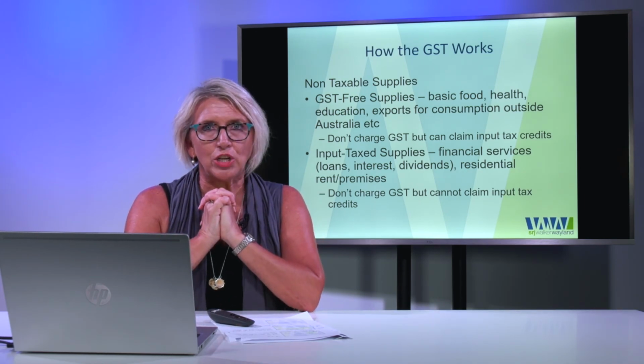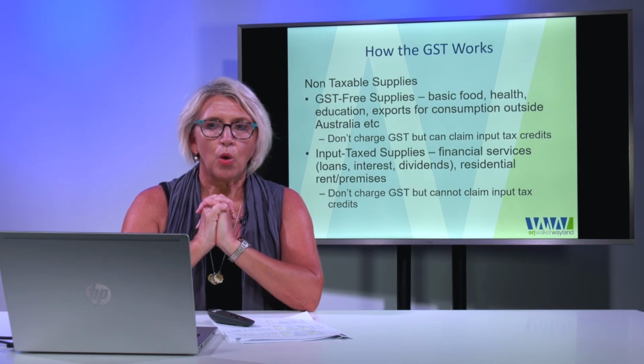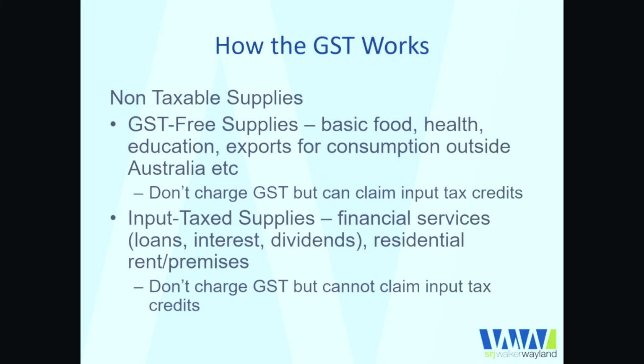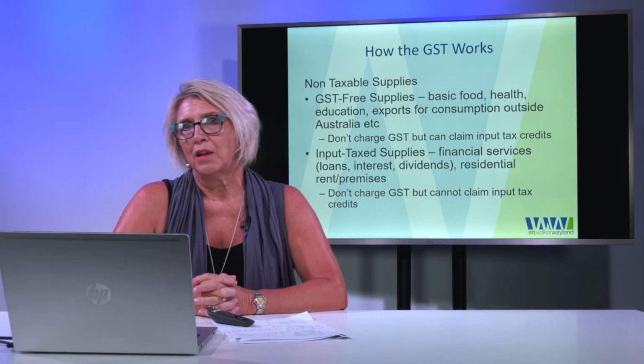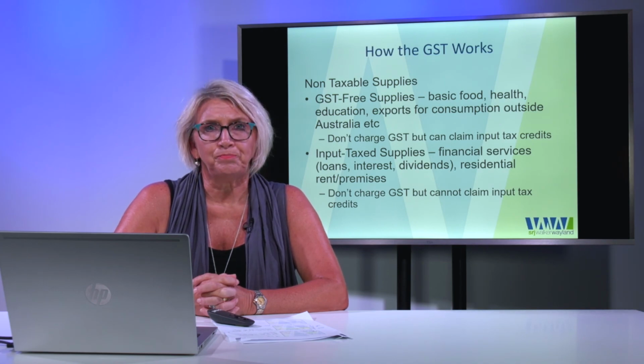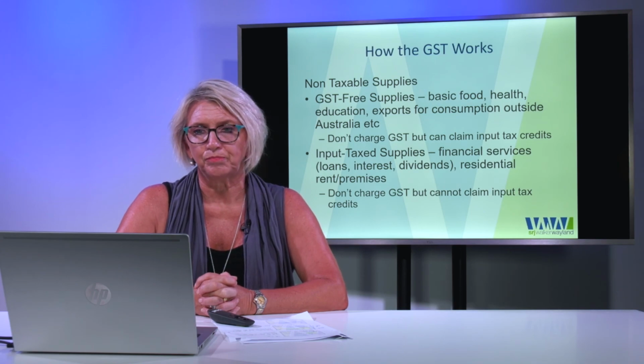So we pay GST on a taxable supply. There are two other types of supplies. One is a non-taxable supply, and these are what we call GST-free supplies. These apply to things such as basic food, health, education, and exports for consumption outside of Australia. Basic food is anything that isn't changed from its natural state. So if you go to Coles and purchase a pizza from the deli section, that is removed from its natural state and it would be subject to GST.